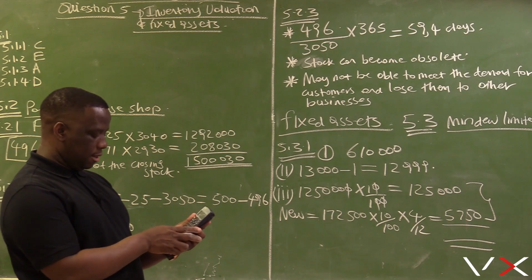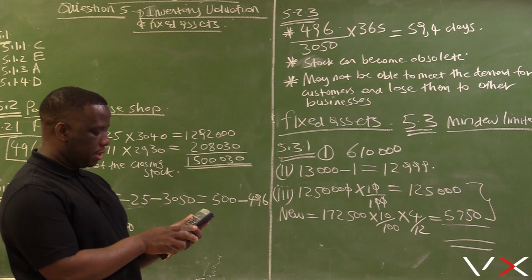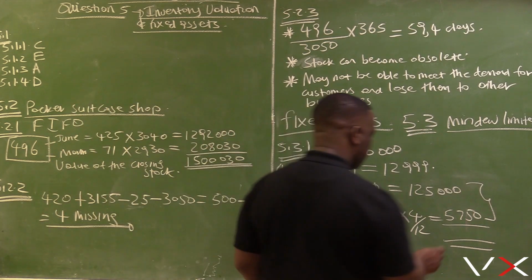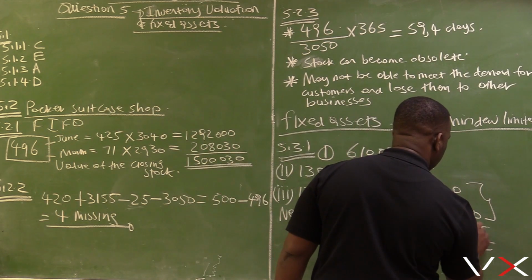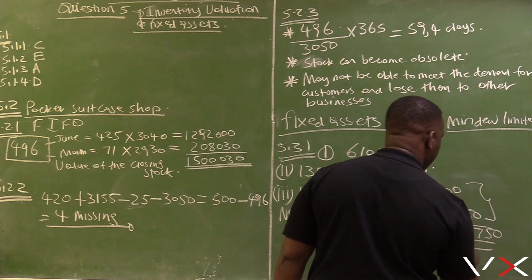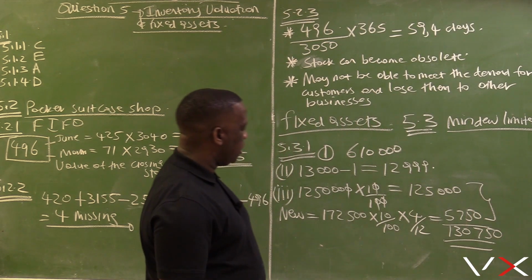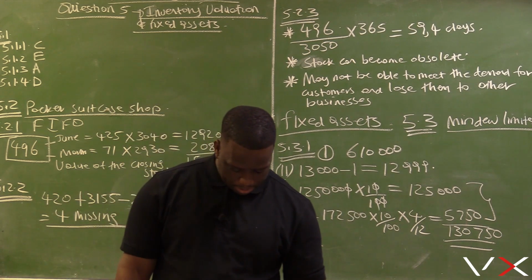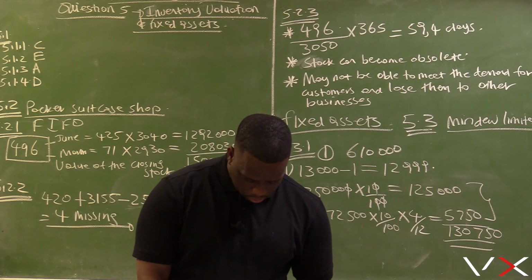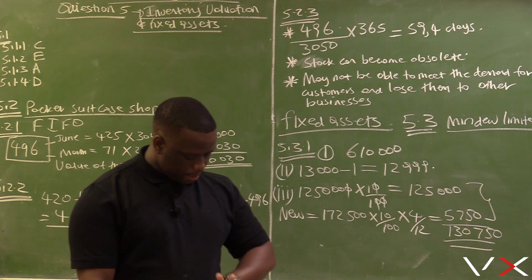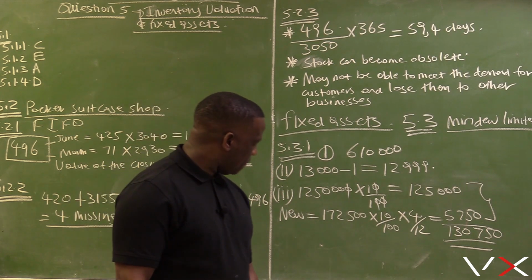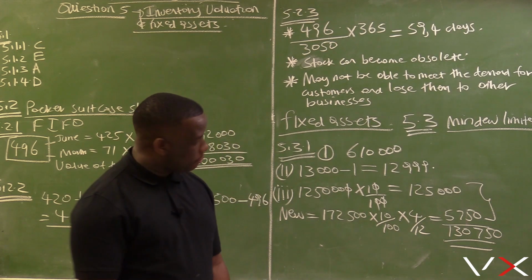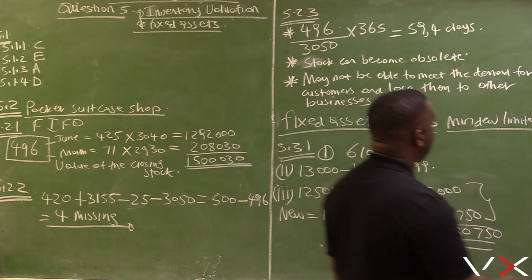5,750 plus 125,000 gives us 130,750. So Roman figure 3, our depreciation on equipment, is 130,750.